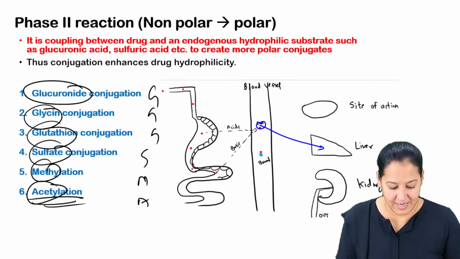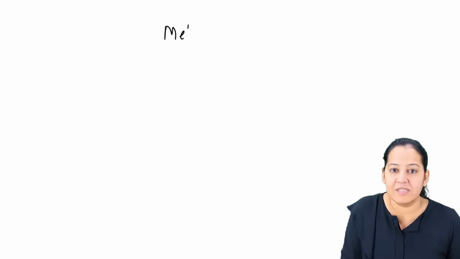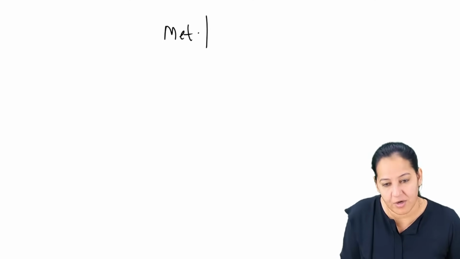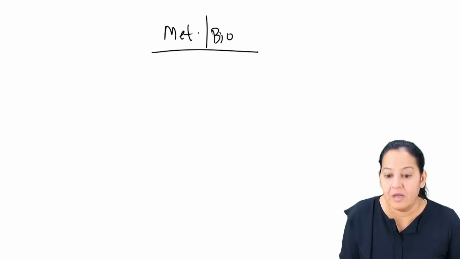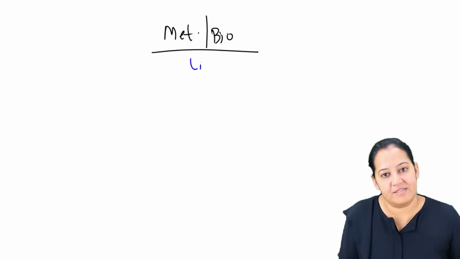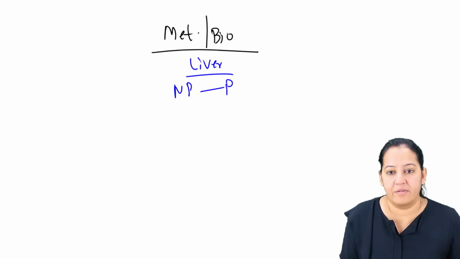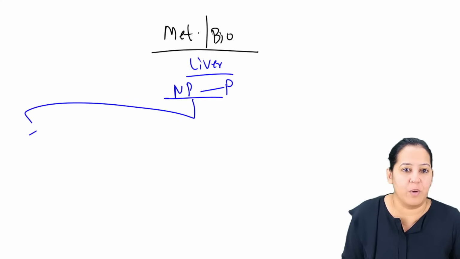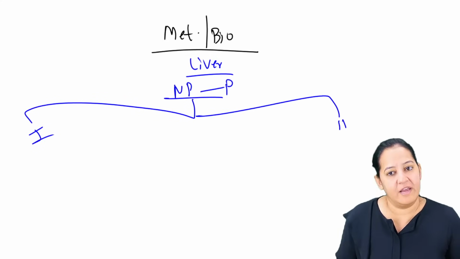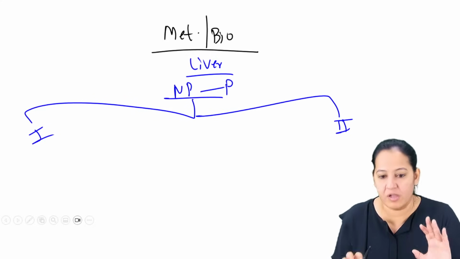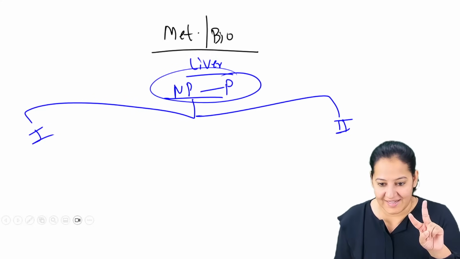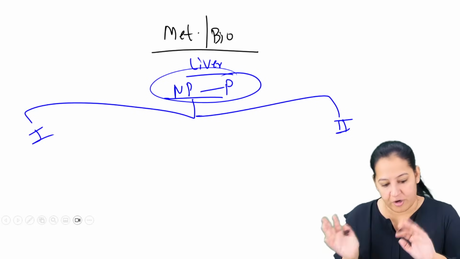See, I'm summarizing. I'm talking about the metabolism or biotransformation of the drug. This takes place in the liver. The liver converts a non-polar drug to a polar drug. There are 2 mechanisms by which the liver does so: phase 1 or phase 2. In phase 1 also this is happening, and in phase 2 also this is happening.